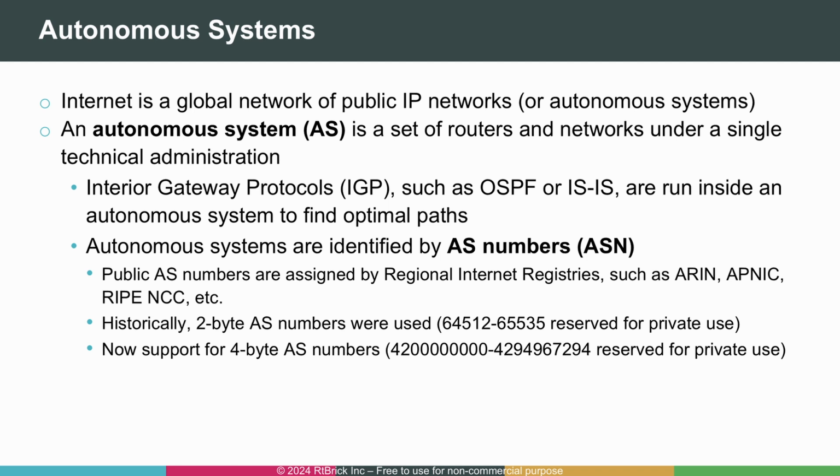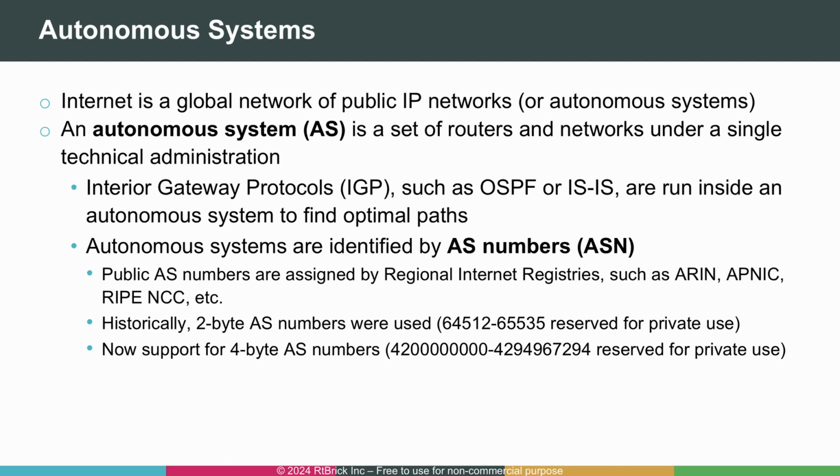Each autonomous system is assigned an Autonomous System Number, AS number. The Internet Assigned Numbers Authority is responsible for allocating AS numbers, while regional Internet registries such as ARIN, RIPE-NCC, or APNIC manage AS number distribution within specific regions.